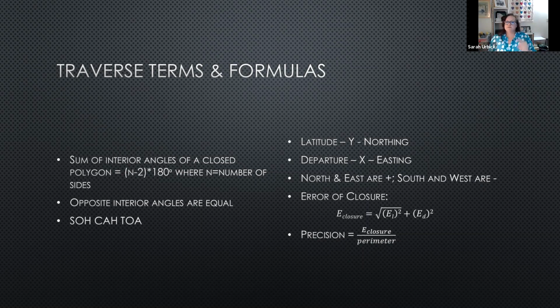SOHCAHTOA. Sine is opposite over hypotenuse, cosine is adjacent over hypotenuse, and tangent is opposite over adjacent.